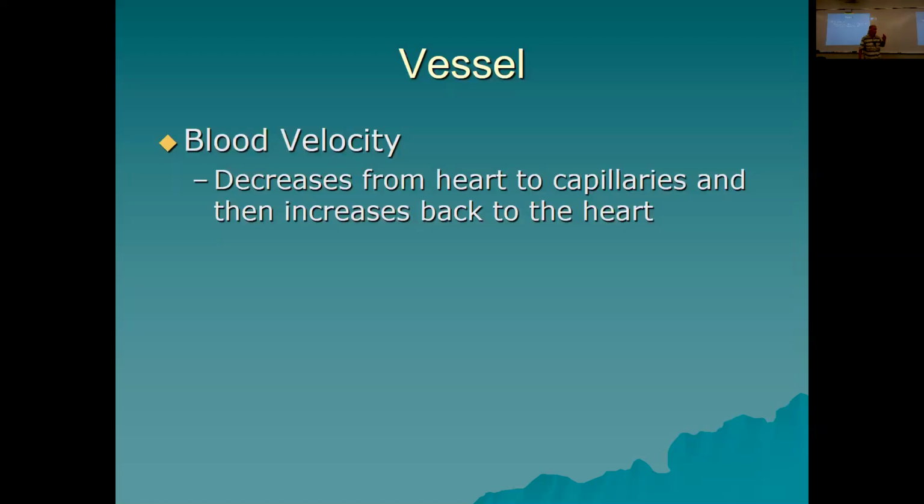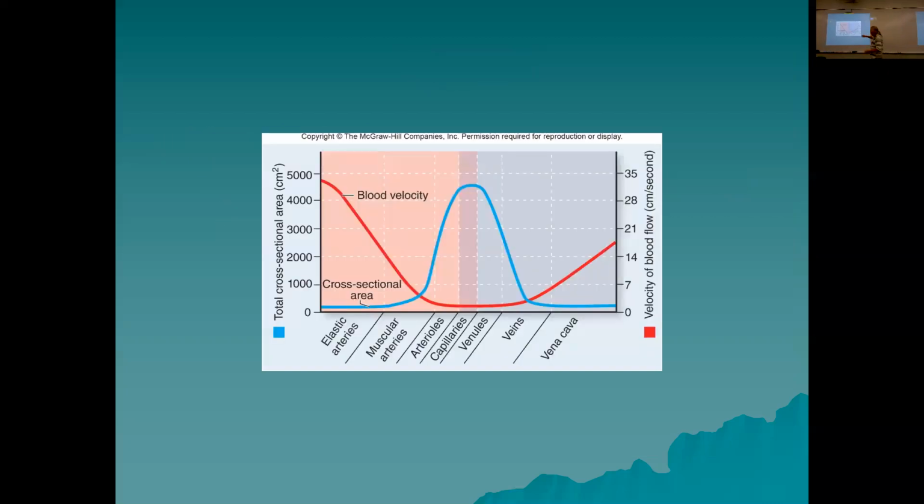Let's look at blood velocity. It decreases from heart to capillaries and increases back to the heart. So this looks quite different from pressure differences from one side of the cardiovascular system to the next. Here we have elastic arteries, muscular arteries, arterioles, capillaries, venules, veins, and back to the heart. This is blood velocity. It continually drops as you go from the big arteries to the small arteries.